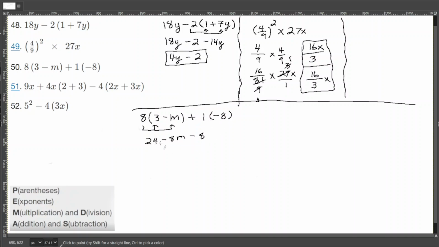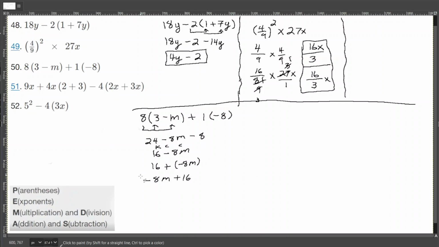But anyway, so 24 minus 8 is going to be 16, right? So now we have 16 minus 8m. Now this could be negative 8m plus 16, right? So we could do the whole keep-change business. You keep 16, change the sign to plus, the opposite, change the positive 8m to negative 8m. And then we would use the commutative property and flip these, right? So that would be negative 8m plus 16.